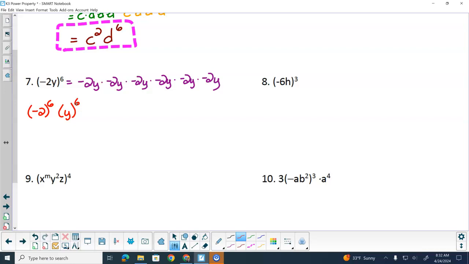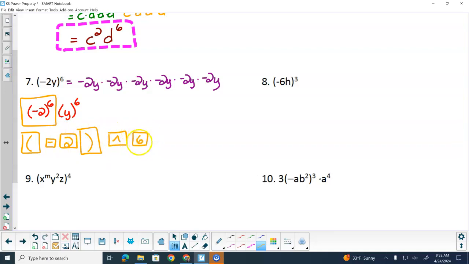So the keystrokes that you have to do in order to type this particular one in is you first have to open up a set of parentheses. Then you have to type in the negative key, then the 2 key, then you have to close that set of parentheses, then the caret, then the 6. Try that one once. Now what do you get? Now you get the positive 64 that we were looking for.